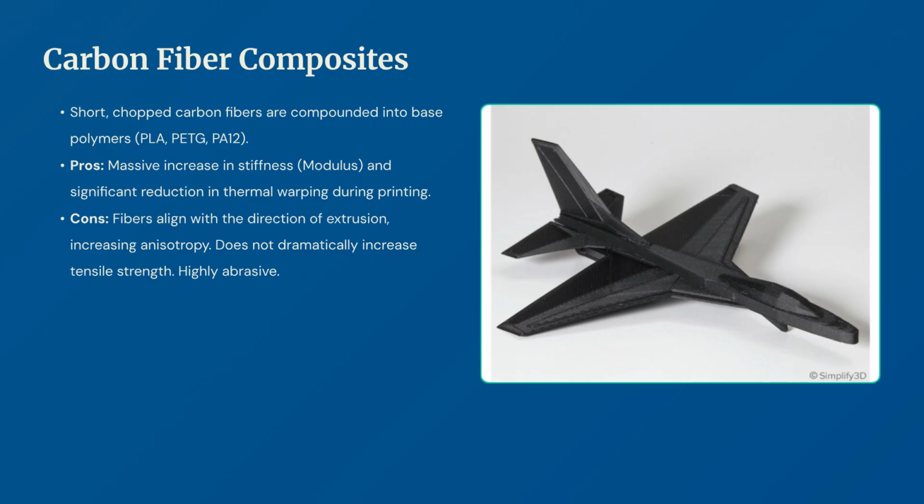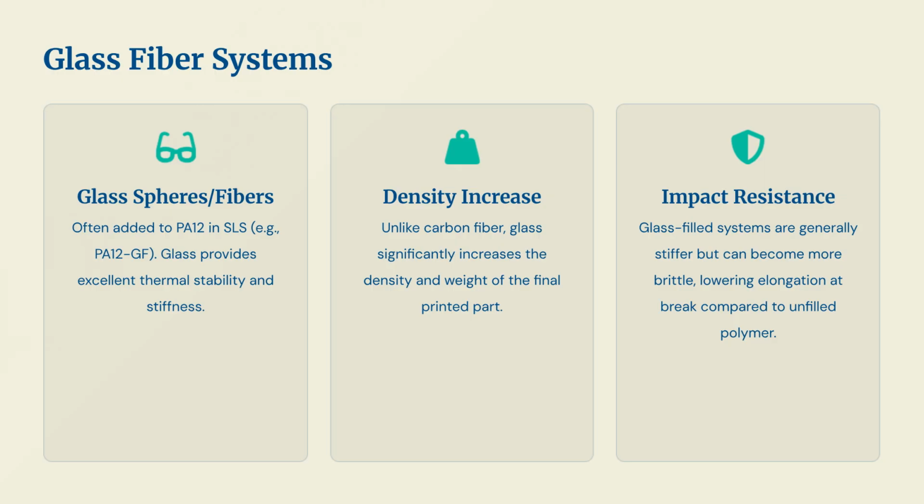Carbon fiber composites are a prime example. Short, chopped fibers significantly increase stiffness and reduce thermal warping. However, they also introduce anisotropy because the fibers align with the extrusion path, and they are highly abrasive to printer components. Glass-filled systems are also common. While they provide excellent thermal stability and stiffness, they do increase the density of the printed part. It is important to remember that these materials can become more brittle than the base polymer, affecting impact resistance.